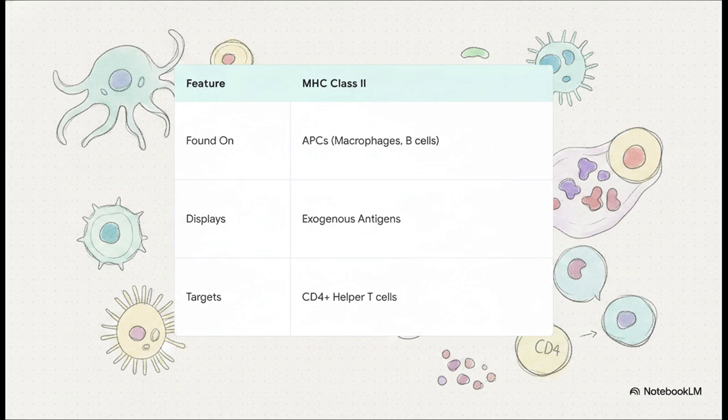So what do they display? They specifically show off exogenous antigens. That means extracellular pathogens or toxins that the APC literally engulfed and digested from the surrounding environment. And who exactly are they talking to? They report directly to helper T cells, specifically the CD4-positive ones.